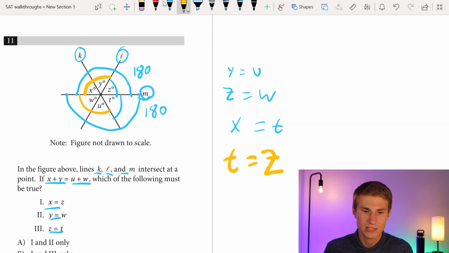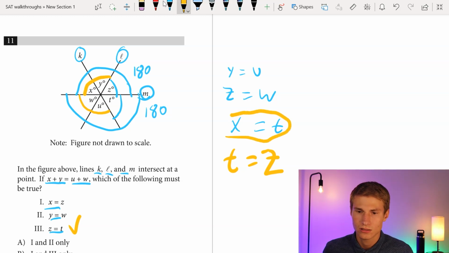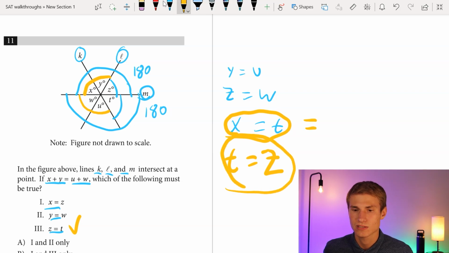All right, if z has to equal t, we solved that one. Next up, do we see where x is equal to z? Well, we know that x is equal to t right here. Now, if x is equal to t and t is equal to z, then that means x equals t, which also equals z. Therefore, x is going to equal z as well.